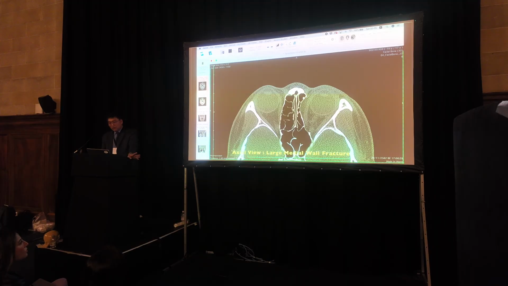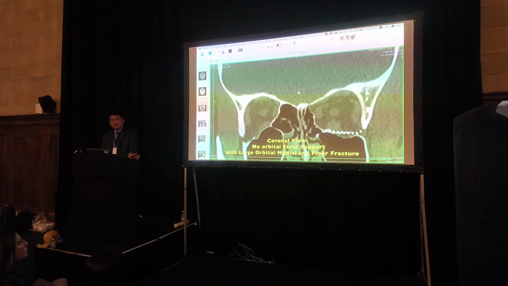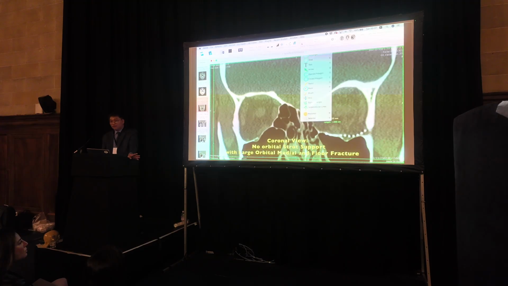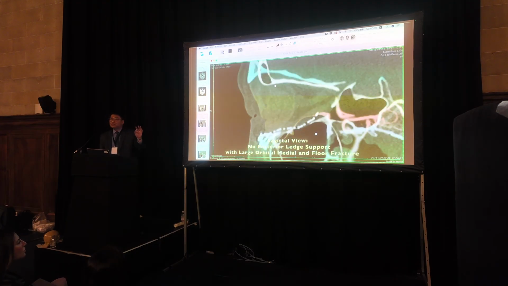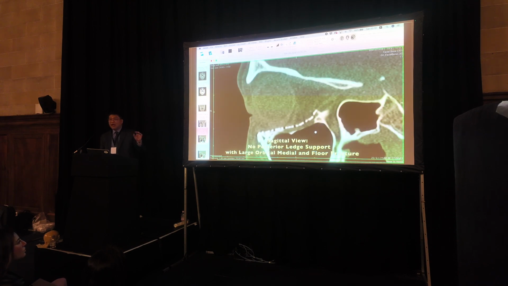For the axial view, we can see the very large fracture on the medial wall and all of the floor, and you can see the orbital strut has been lost. In this mode of the CT scan application, you can use the ruler for measurement. And you can see on the sagittal view how big the floor defect is. The previous surgeon did the correction wrong. He just went in and put the implant, but no volume augmentation. So that's the bad part.